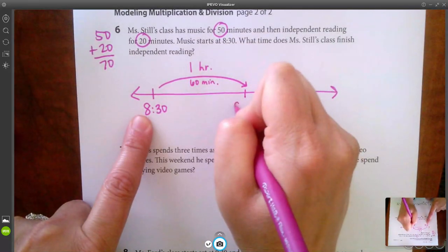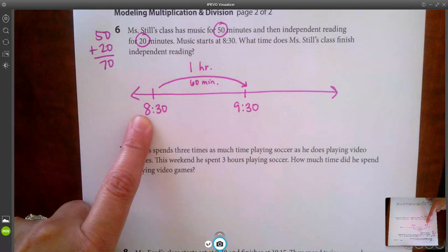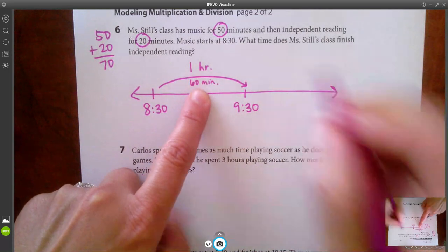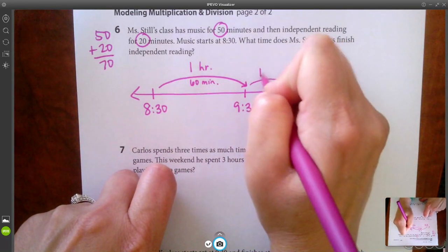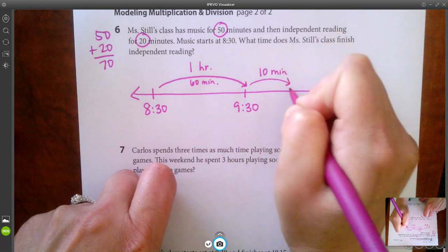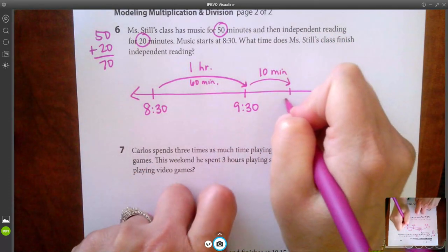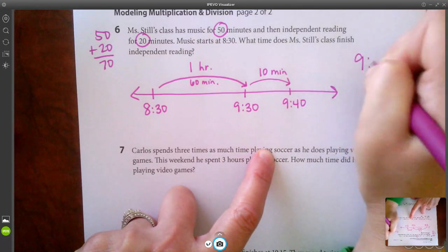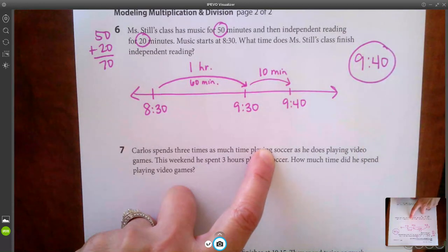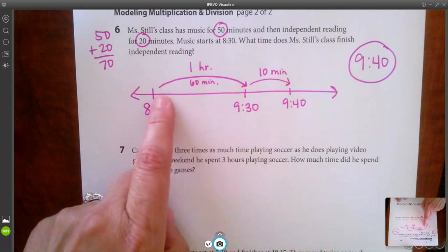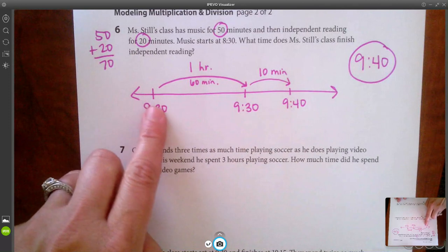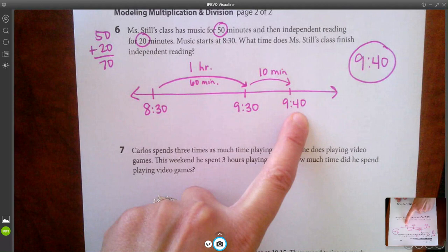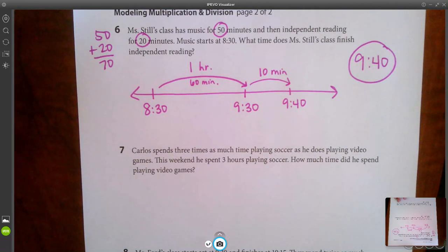So 8:30 plus another hour is 9:30. Now I'm supposed to jump 70 minutes. I've only jumped 60. So I need to jump 10 more minutes. And 9:30 plus 10 more minutes is 9:40. So there's my final answer, and I think I'll circle it so it really jumps off the page. You could also jump 50 minutes and then another 20 minutes, but however you jump, even if your jumps look different than mine, looks like independent reading is going to finish at 9:40.